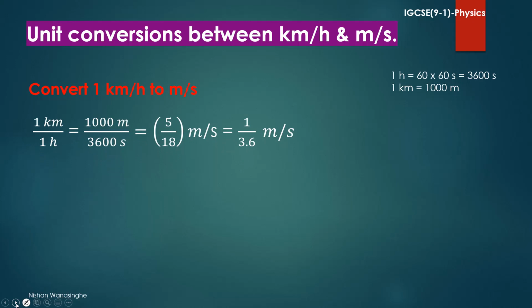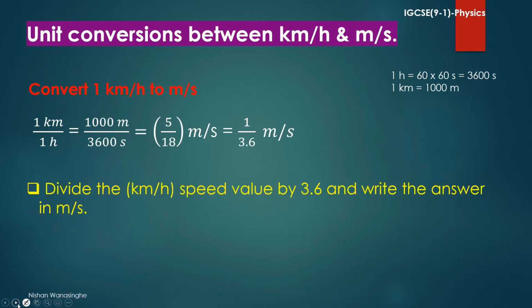So we'll take 1 kilometer per hour. That means 1 kilometer divided by 1 hour. 1 kilometer we can write as 1000 meters, and 1 hour we can write as 3600 seconds. If I simplify this fraction, it comes to 5 over 18 meters per second. For easiness, I'll make it 1 in the numerator: 1 over 3.6 meters per second. So you will understand why I took a decimal in the denominator.